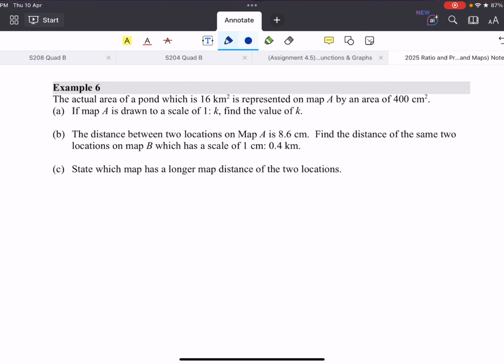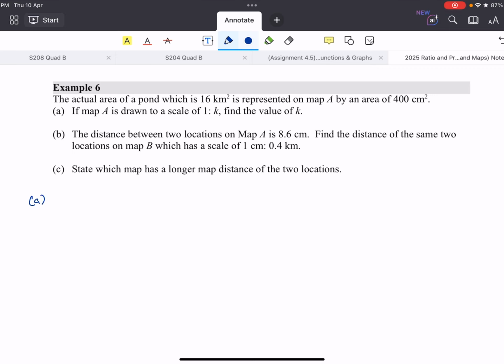Okay, I hope you are getting the hang of it after a while, right? So the actual area of the pond, this time round, we have this square kilometer, right? It's represented on the map A. So now we have a map A. And then later we have a second map. Do we have a second map? We have a map B. But we deal with it one step at a time. Don't need to panic, right?